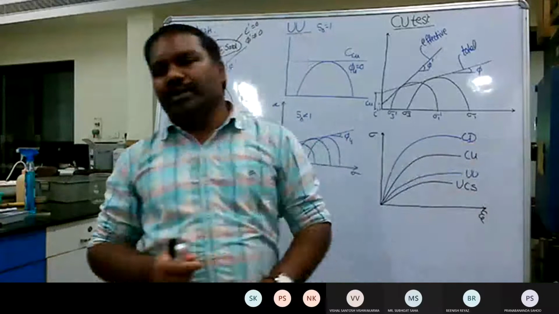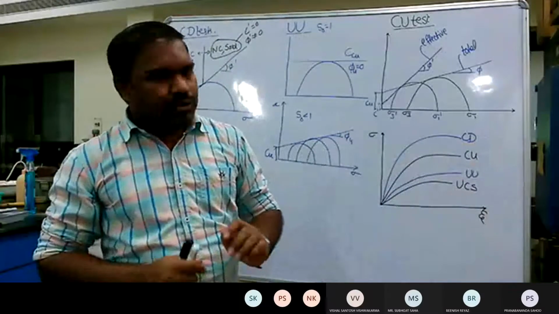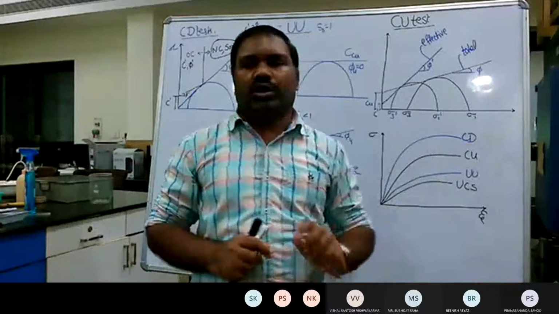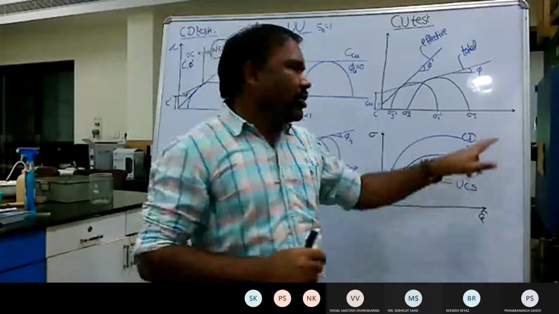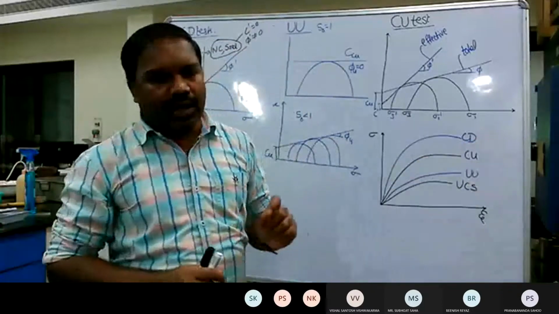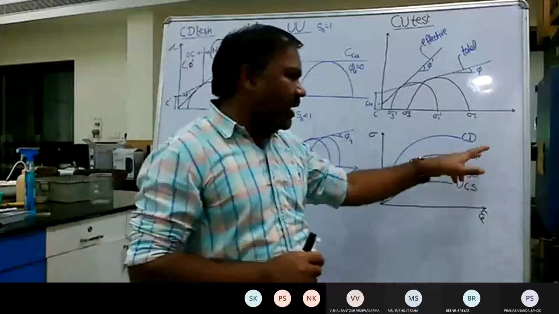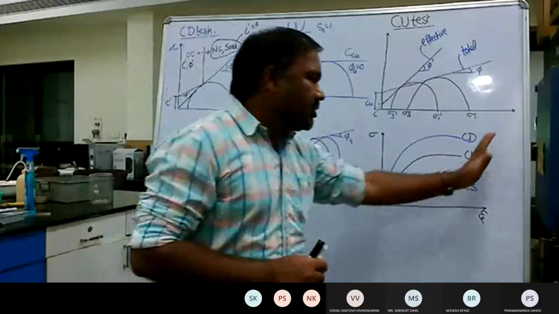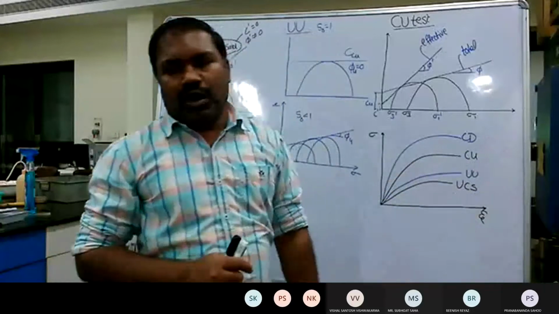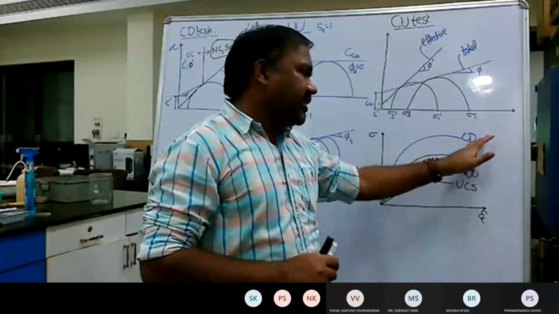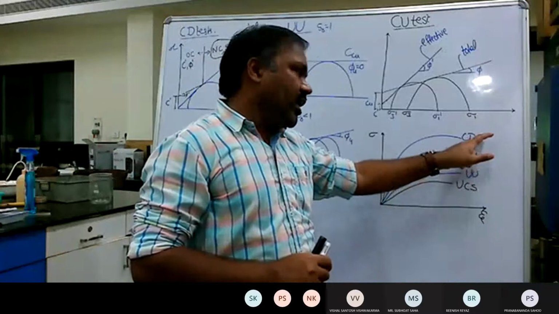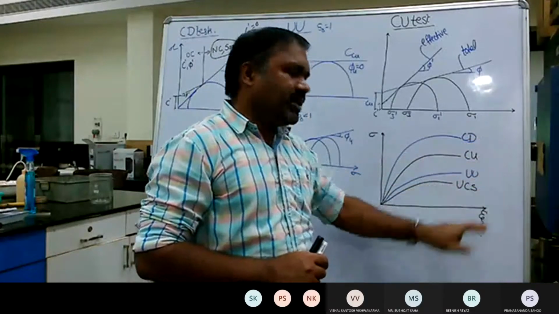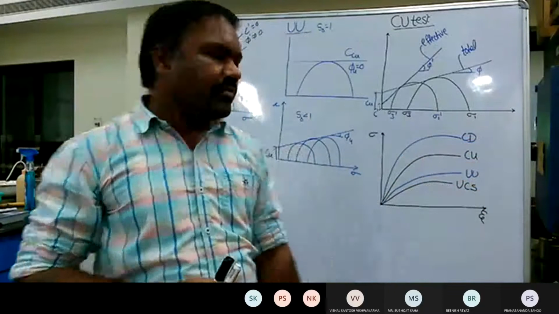And when you go to the CD test, no water exists within the soil sample, and the whole load is borne by the soil particles. Therefore, the soil particles alone can take a much higher load than the soil plus water components together. So this is the fundamental reason behind why CD is able to give higher strength than CU, which yields higher than the UU, which yields higher than the UCS.